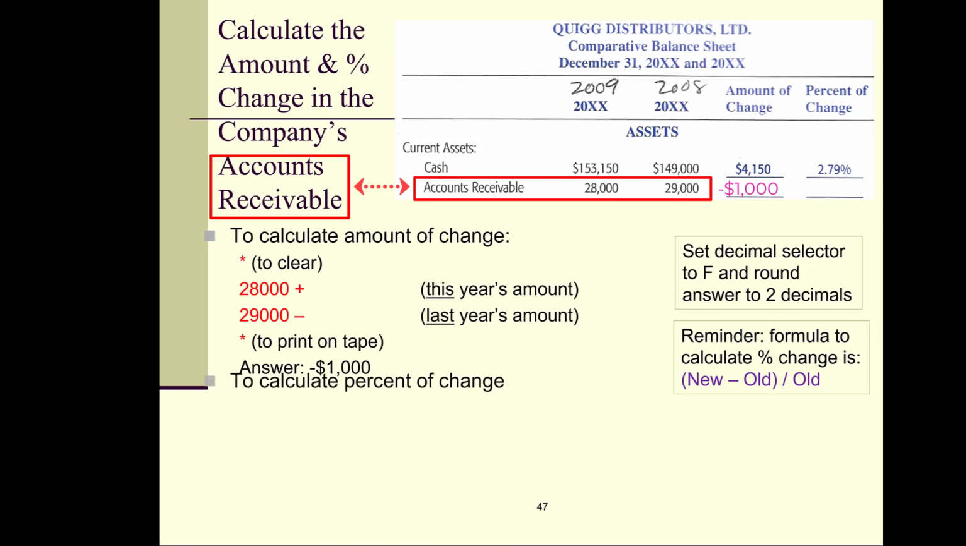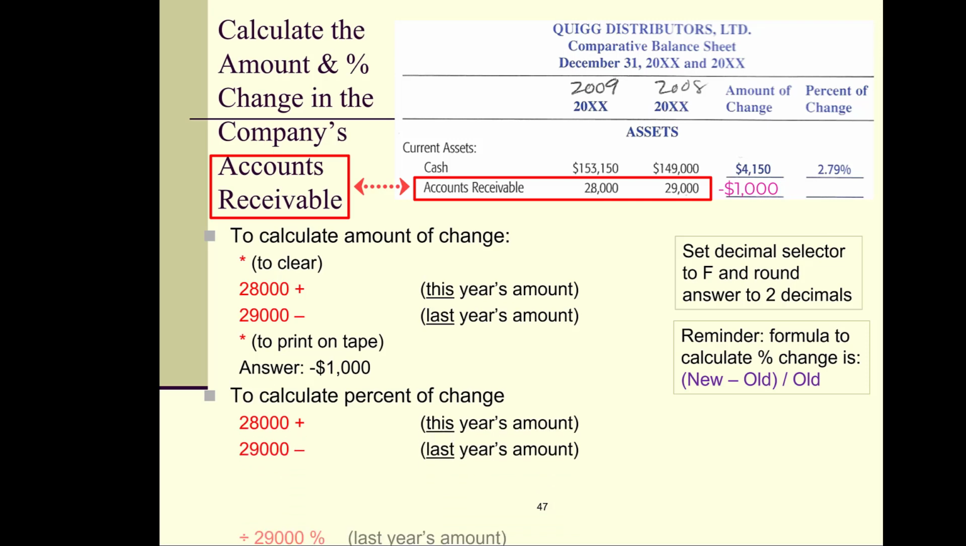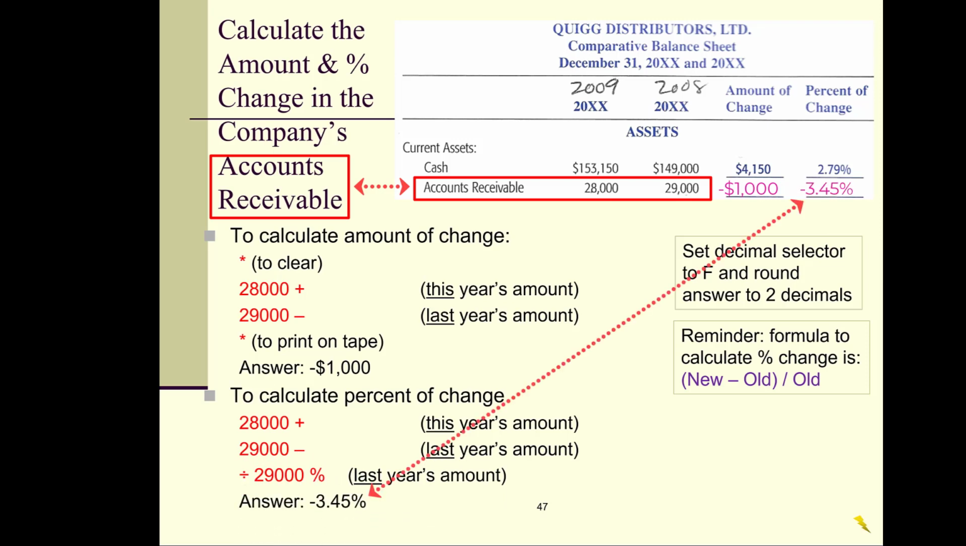So to calculate the percentage of change, we'll start over. We'll say 28,000 plus 29,000 minus, divided by 29,000, hit the percent, and you should get a percentage change of, when we round it to 2 decimals, minus 3.45%.